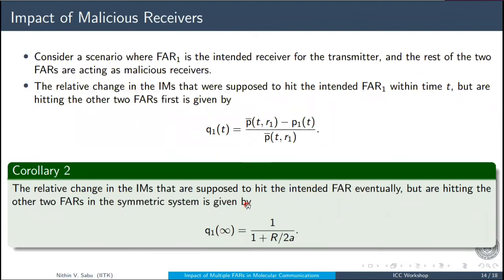So the relative change in information molecules that are supposed to hit the intended FAR eventually, but are hitting the other malicious receivers, is given by Q1 of infinity equal to 1 by 1 plus R by 2A. So the relative influence depends upon the distance between the receivers, that is R, and the radius of the receiver.